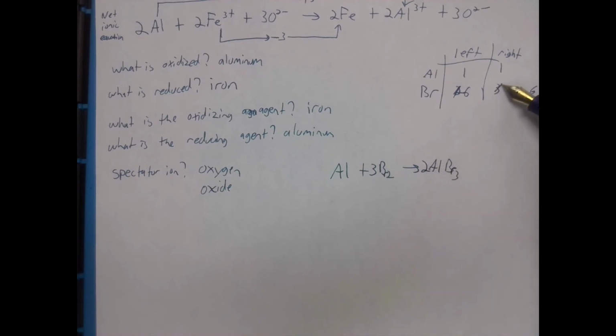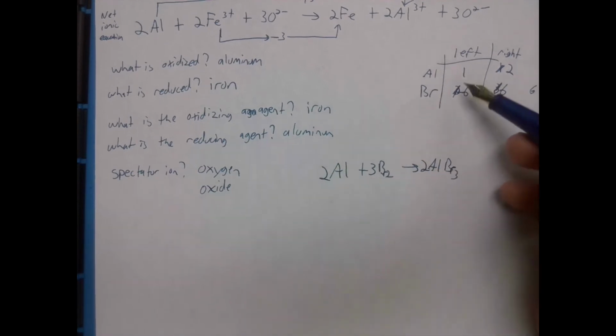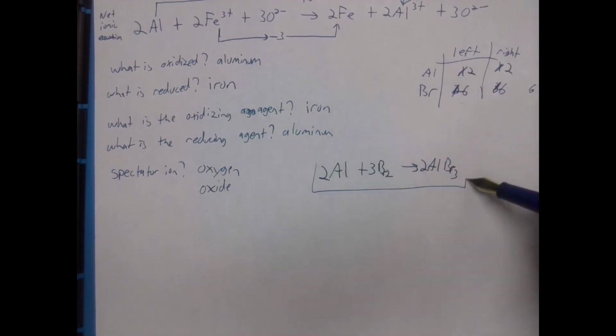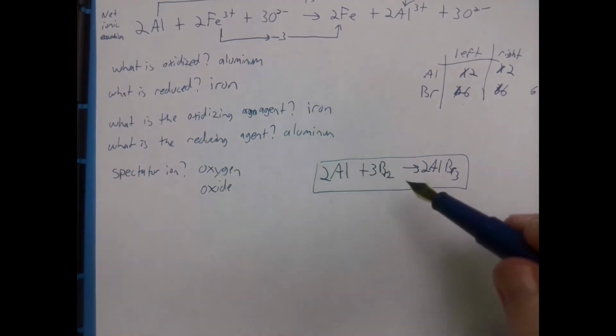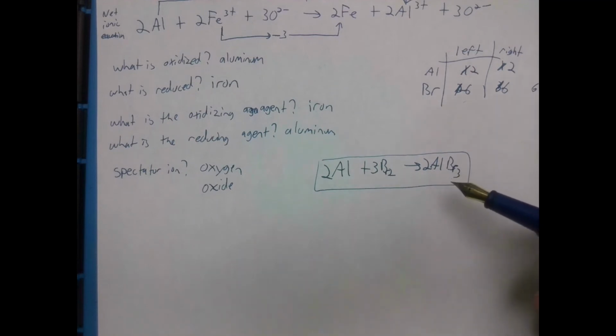That changes bromine to 6, but it changes aluminum to 2. So now bromine is matching, but aluminum is not. So I need to double the aluminum. And now we have it matching, so the balanced equation is this. 2 aluminum for 3 bromine 2 makes 2 aluminum bromide.